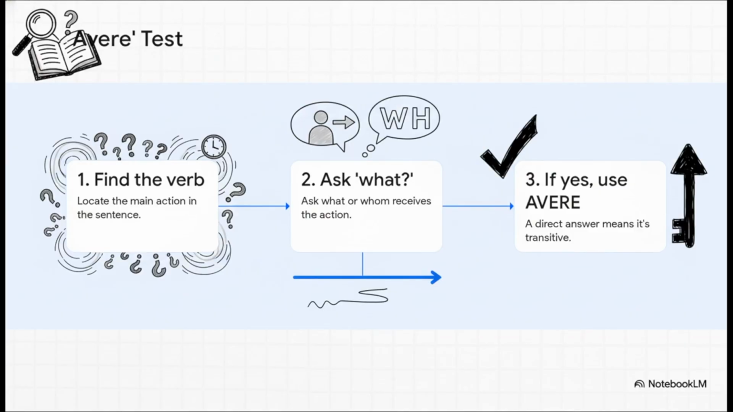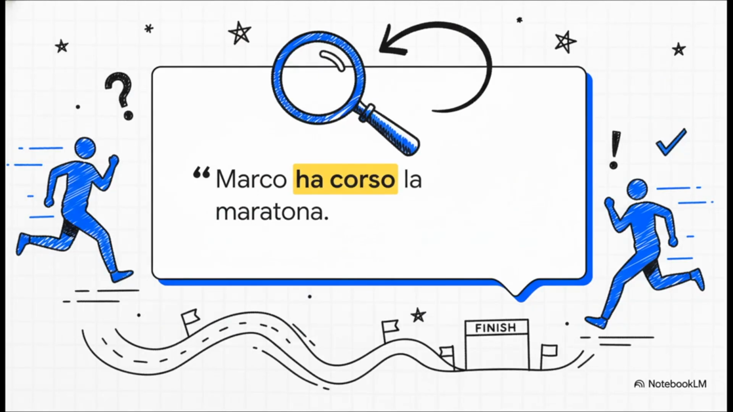And I've got a little trick for you, a secret weapon to spot these every time. I call it the avere question test. It's super simple. You just find the verb in the sentence and ask the question, what or whom? If you get a clear, direct answer right there in the sentence, bam, you use avere. Every time.